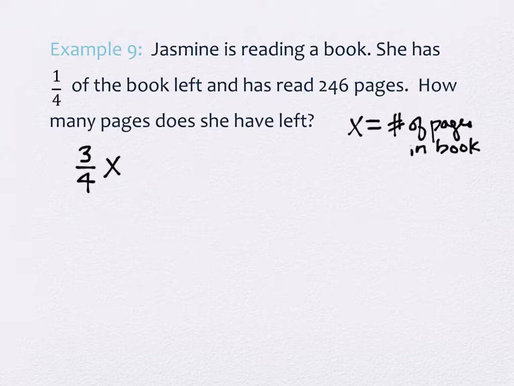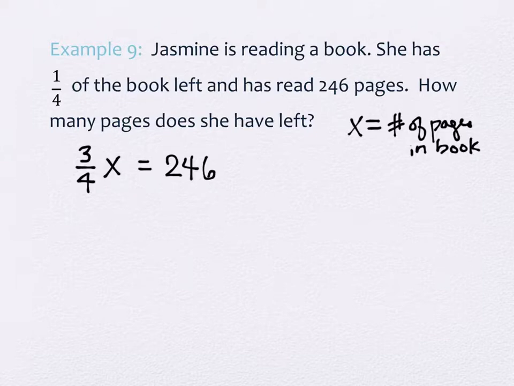So if I multiply 3/4 times x, and I set it equal to 246, those should be the same quantity. Does that make sense? Okay, so this is definitely one of the ways that would work to find our answer. This is the one that I actually have written down as well.